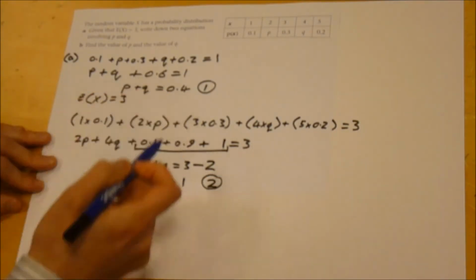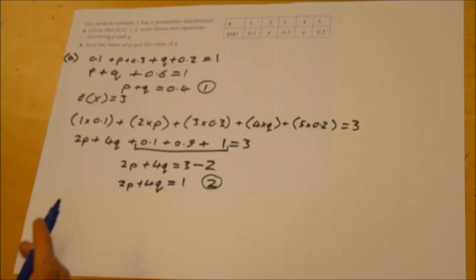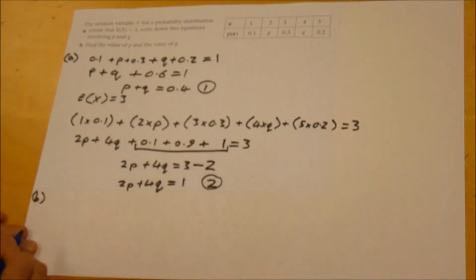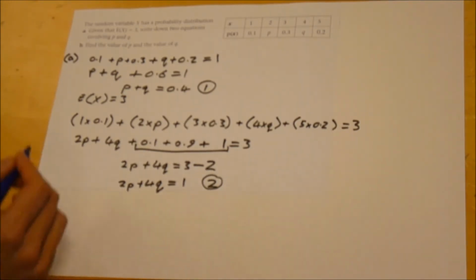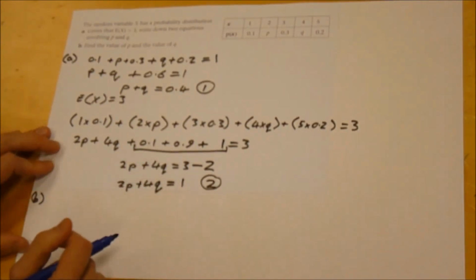Alright, so that's part A. I've got my two equations. p plus q equals 0.4, 2p plus 4q equals 1. Finally, for part B, and in an exam they might ask you to do this all in one go without giving you these little breakdown hints. But in part B, it's asking you to find the value of p and q, so to solve these simultaneously.